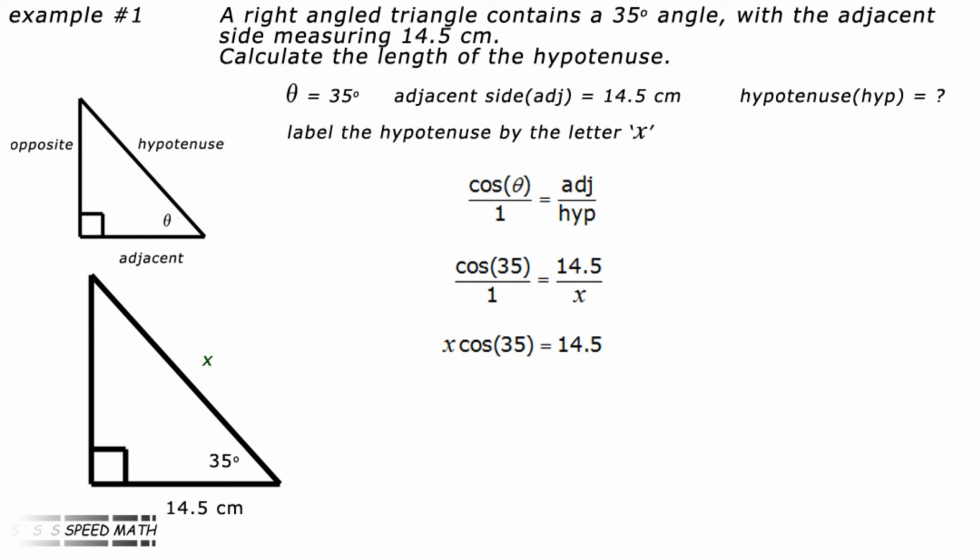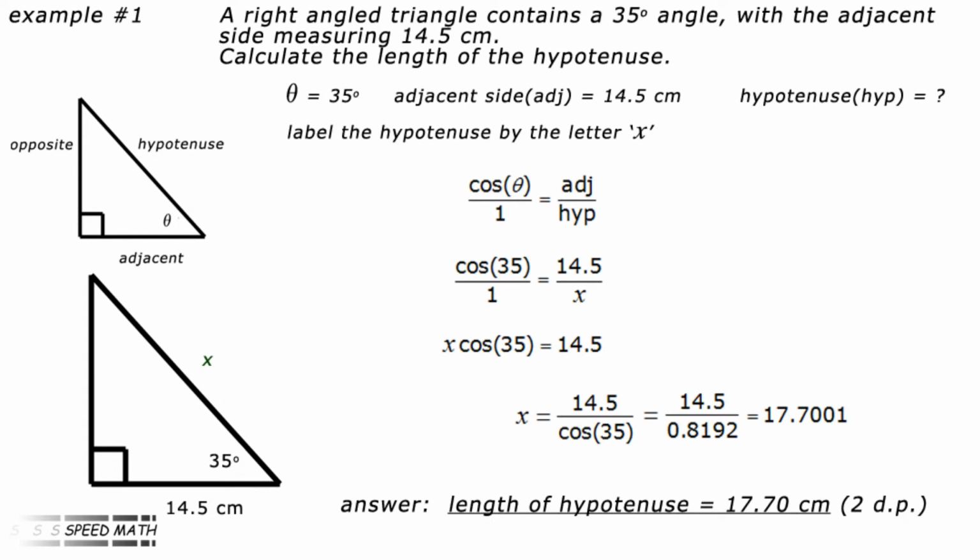So we now have a linear equation with no fractions. Make the hypotenuse x the subject of the equation by dividing both sides by cosine 35 degrees. The cosine 35 cancels on the left, leaving the x alone. So we have x equals 14.5 over cosine 35 degrees, which equals 14.5 divided by 0.8192, which equals 17.7001. Therefore, the hypotenuse x is equal to 17.70 centimeters to 2 decimal places.